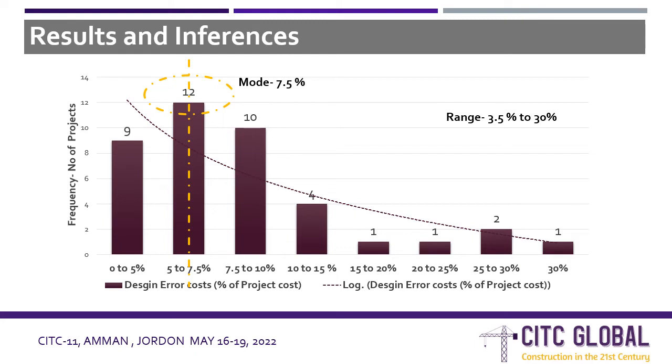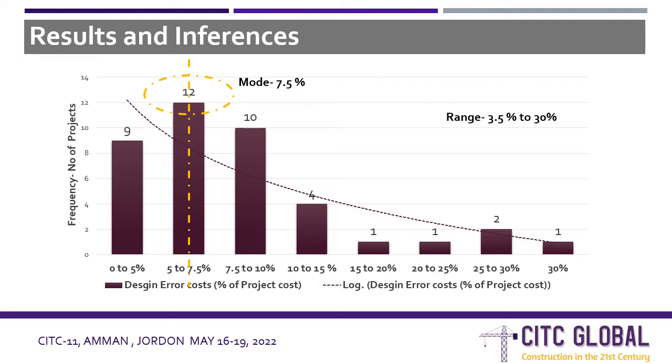We tried to group the data into various chunks: 0 to 5, 5 to 7.5%, 7.5 to 10%, 10 to 15%, 15 to 20%, and so on and so forth. But when we arrived at the data, we can see the major data chunk of design error was mostly around 5 to 7% of the project area, which happens to be the mode, in which 12 projects out of 40 projects were based.